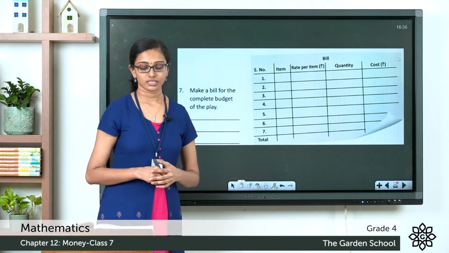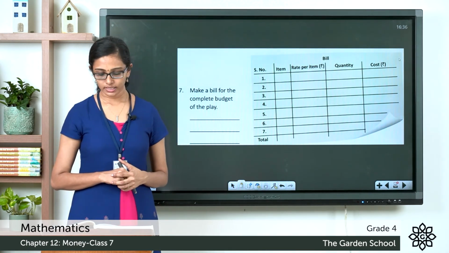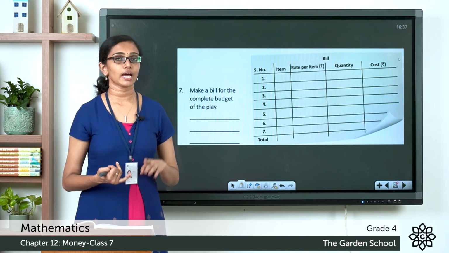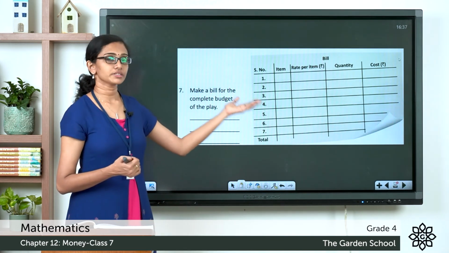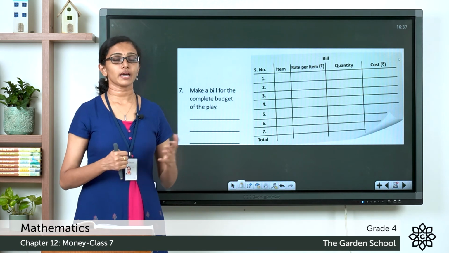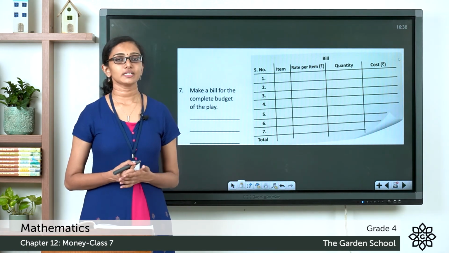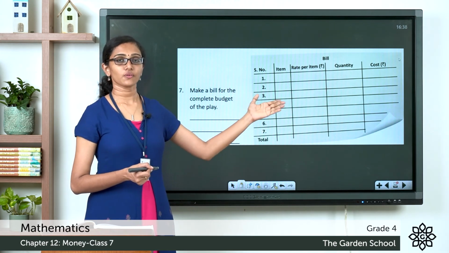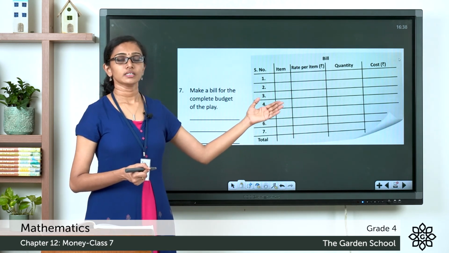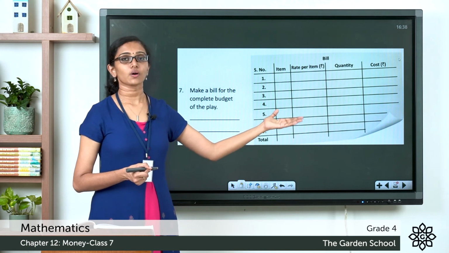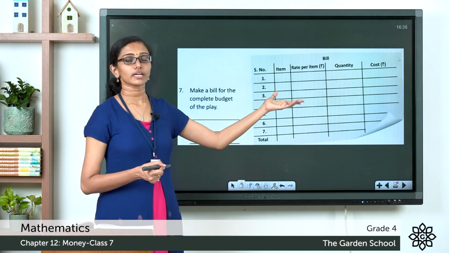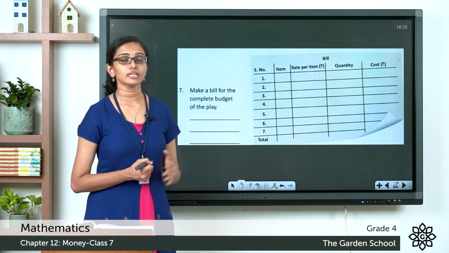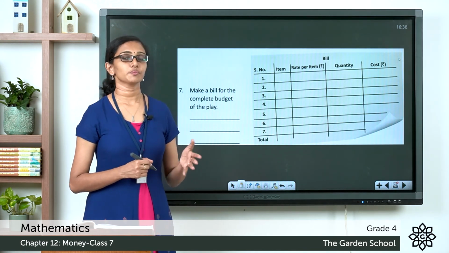Now the last question. Make a bill for the complete budget of the play. So here in this question, you are asked to prepare a bill for the complete budget of the play, which means you have to prepare a bill. So in the bill, there should be the name of the item, the rate per item or the rent for each unit of the item, the quantity of the item, and also the total rent for the required number of that particular item. All these should be there. Prepare the bill, calculate the total rent to be paid.